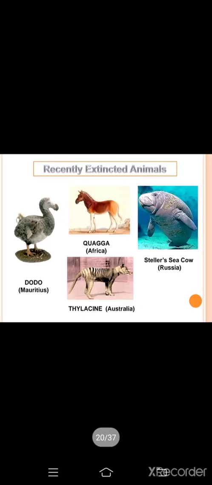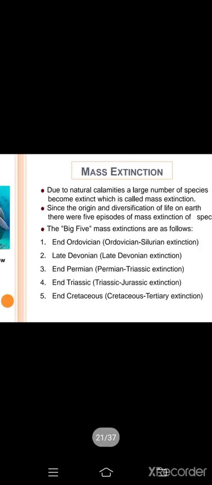These are some of the examples of recently extinct species of the last decade. Extinct plants and animals from 10 years back. Dodo from Mauritius, quagga from Africa, thylacine from Australia, Steller's sea cow from Russia. All these are gone now, completely extinct.